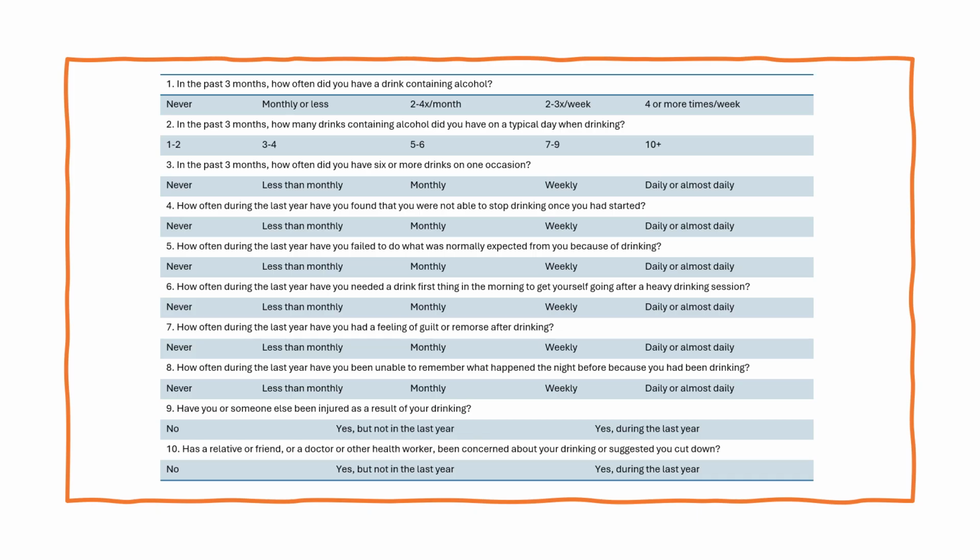Question number 8, how often during the last year have you been unable to remember what happened the night before because you had been drinking? Your answer choices are never, less than monthly, monthly, weekly, daily, or almost daily. For question 9, have you or someone else been injured as a result of your drinking? Your answer choices are no, yes but not in the last year, or yes during the last year.